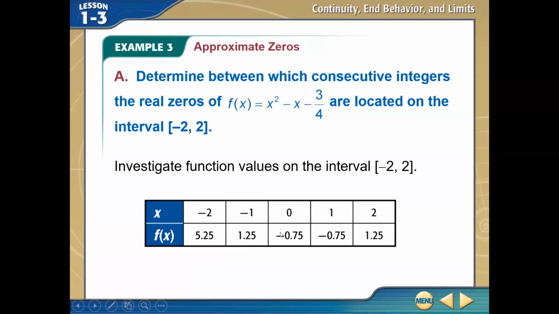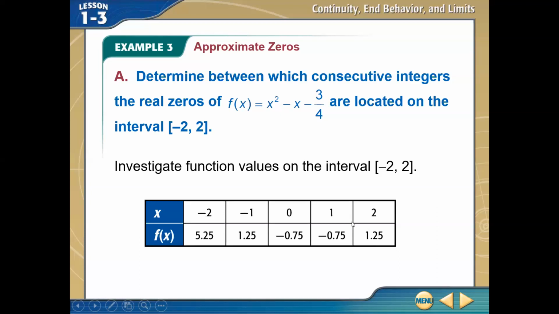As I go farther right, I have a negative 0.75. 1 is also a negative 0.75, so my graph is kind of turning back around. But then as I go to 2, I get a positive 1.25. So once again, somewhere between 1 and 2, I had to have touched the x-axis. There had to have been a point.